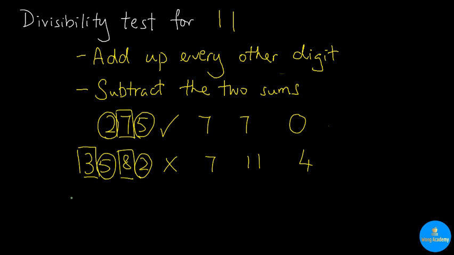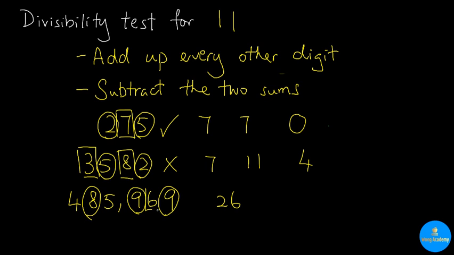Let's go bigger. For example, 485,969. First, I add up 9 plus 9 to get 18, 18 plus 8 to get 26. Next, I add up 6 plus 4 to get 10, 10 plus 5 to get 15. The difference between 26 and 15 is 11, and 11 is clearly a multiple of 11. Therefore, I know that this big number is a multiple of 11.